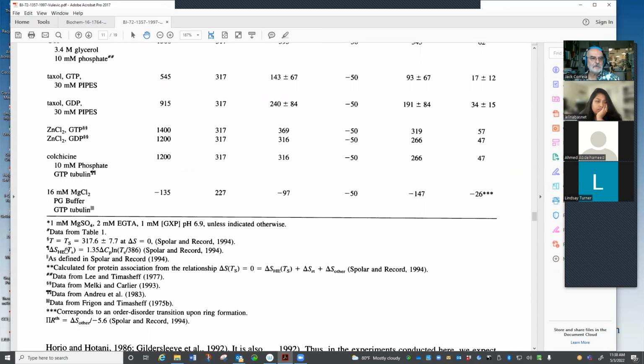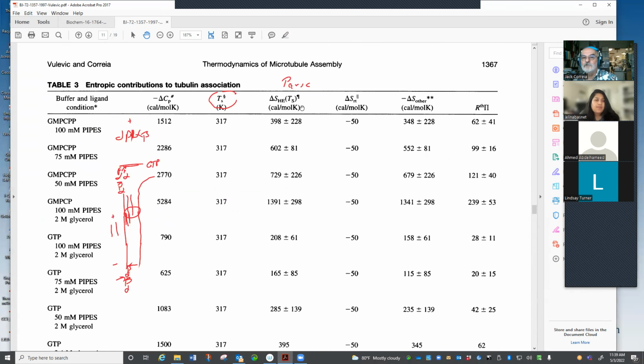And then at that temperature, at the transition temperature where TS enthalpy is equal to zero, you can write down how much entropy is due to the heat capacity change. And this is the formula that came out of this Spohler and Record paper. The Spohler and Record paper has to do with proteins binding to DNA. And so this is the formula. You take the heat capacity change times the natural logarithm of the ratio of TS over 386, and that gives you the hydrophobic effect entropy. Okay, and you can see a whole range of values because all of the heat capacities are different. Okay, so this is one of the driving forces or one of the contributors for the hydrophobic effect.